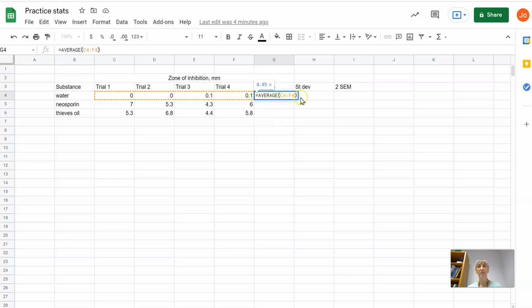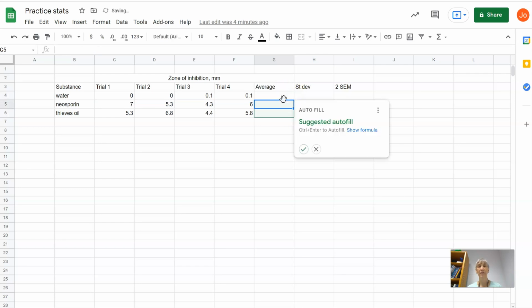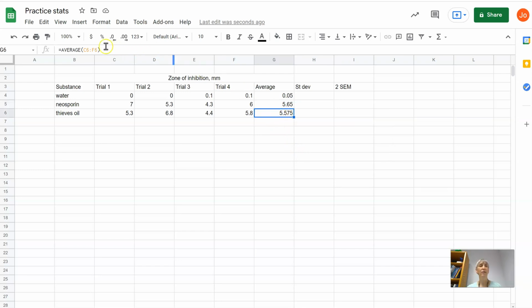And it shows in parentheses, C4 through F4. I hit enter again. And it's like, oh, by the way, would you like to have this filled all the way down? And 90% of the time the answer is yes. So go ahead and click that box. And I can double check by clicking in the cell. I go up here and look at this bar, and it says I want the average of C6 through F6.